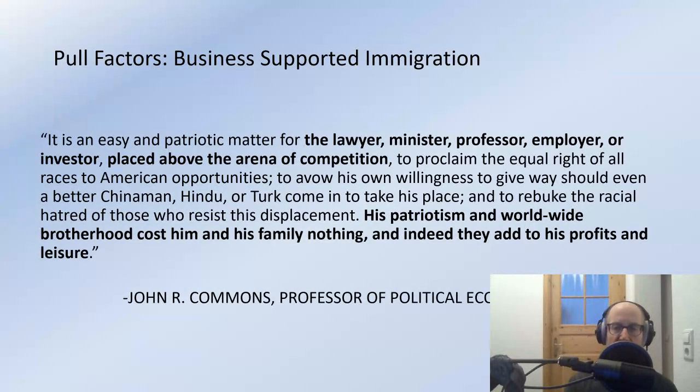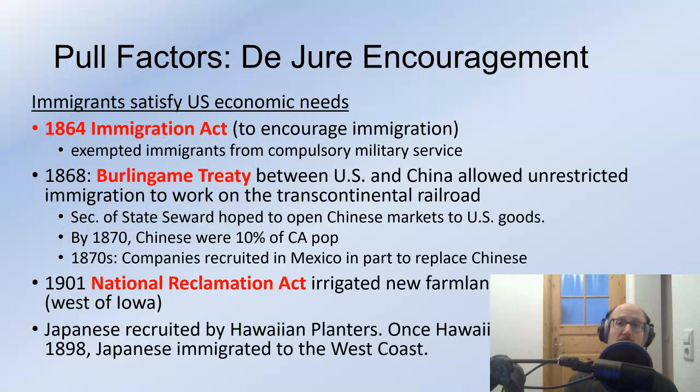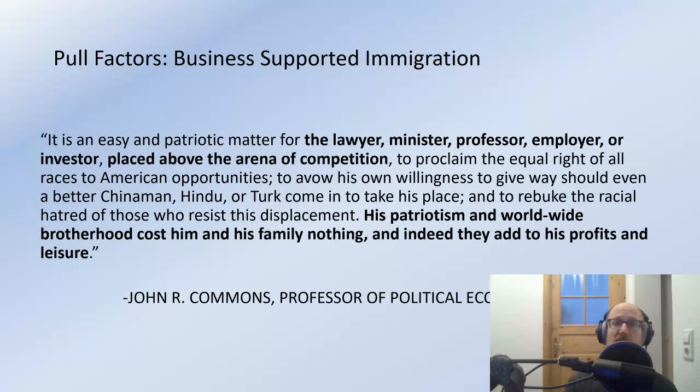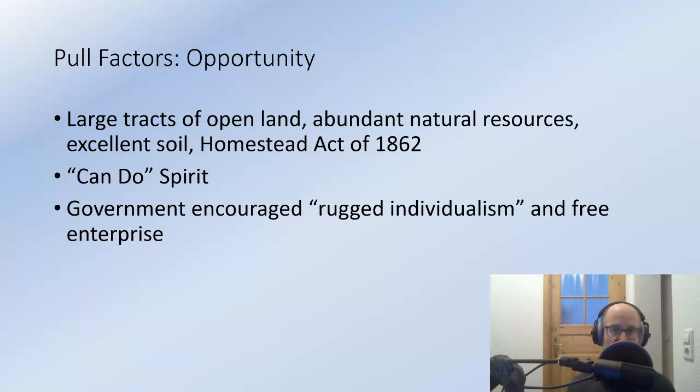But again, in trying to understand why immigrants came: there were laws that encouraged them. Immigrants came because big business supported policies that welcomed immigrants. And immigrants came because there were opportunities in America. You had huge tracts of open land. You had abundant natural resources. You had some of the best soil in the world, virgin soil. And then, of course, as we've discussed in class, you had the Homestead Act of 1862, which gave 160 acres of land to applicants if they were willing to farm that land.